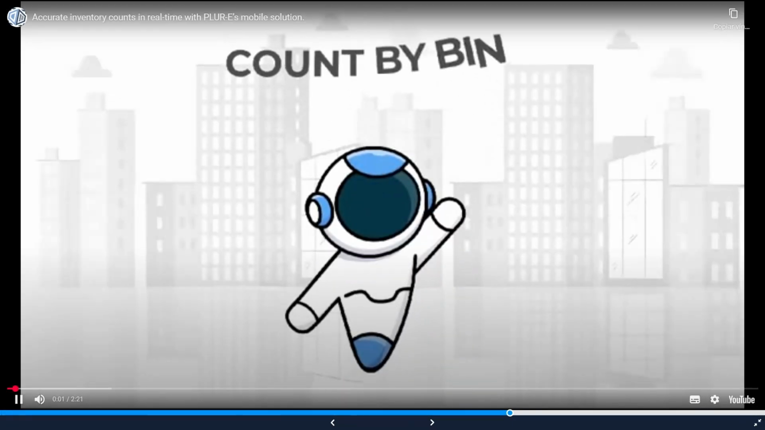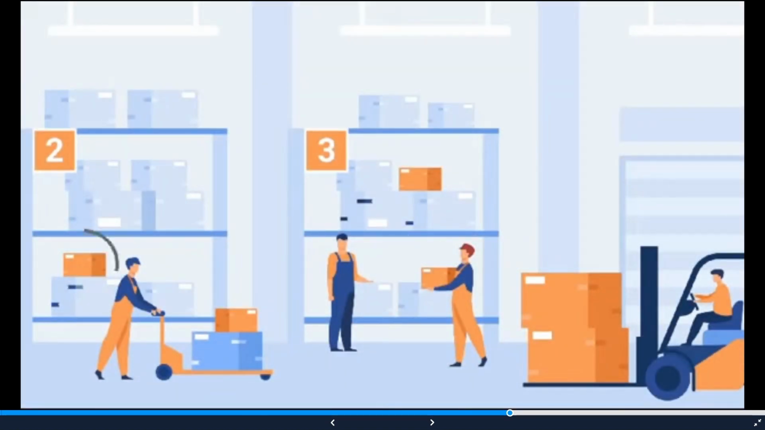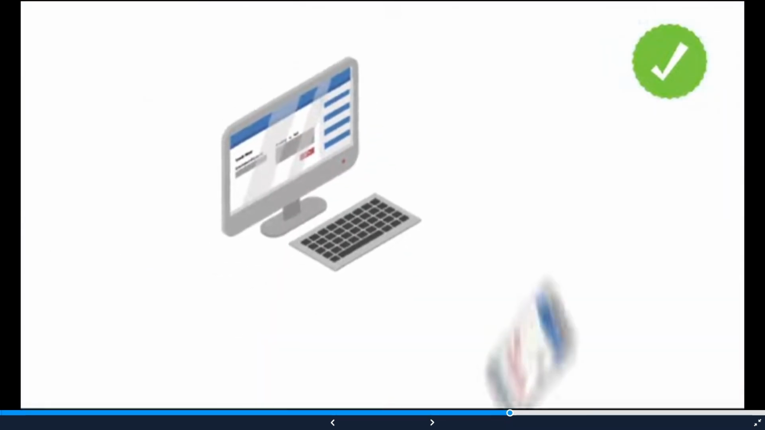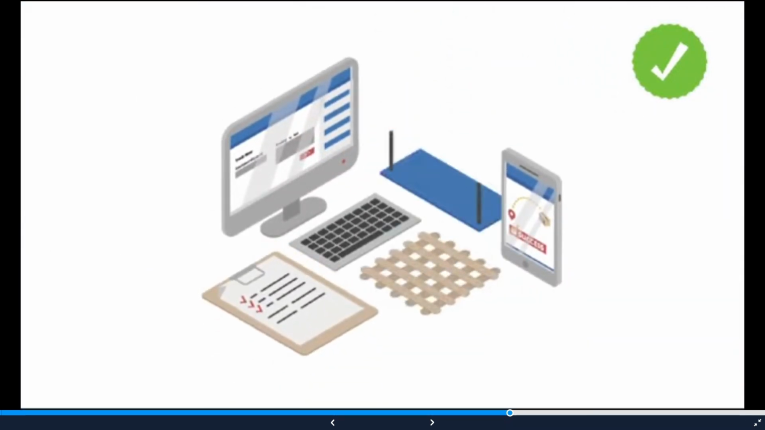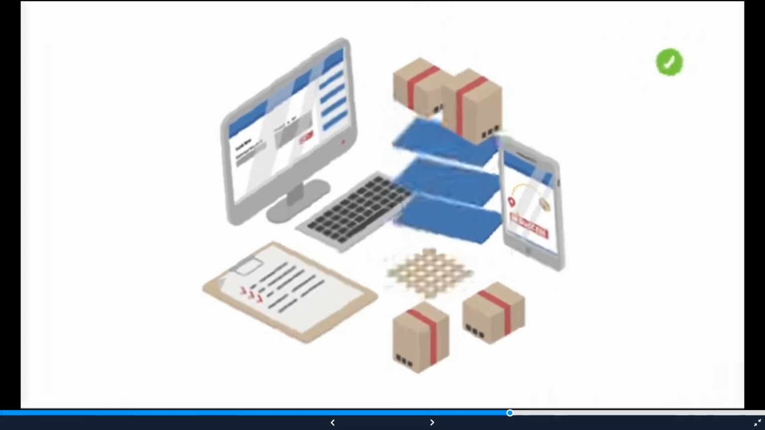The count by bin process in Business Central involves performing physical inventory counts for specific warehouse locations, known as bins. This process ensures accuracy by verifying the actual quantities stored in each bin against system records, as well as identifying discrepancies and making necessary adjustments to maintain precise inventory tracking.